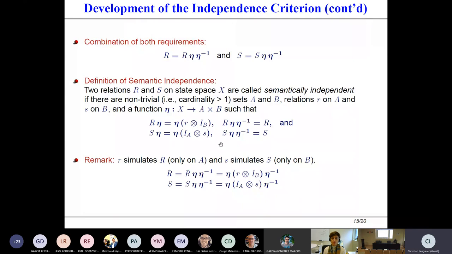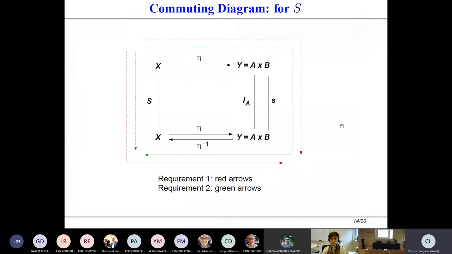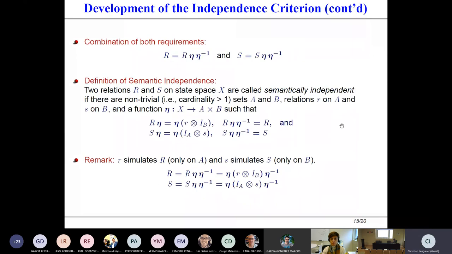And the remark, which I think was clear before, is that you see this from the picture. Little r simulates big R on A, and little s simulates big S on B, and that's expounded by these equations. I think the thing that I would like you to take home is this picture, because this tells it all. And the rest around it tells you that it's all formally nailed down.